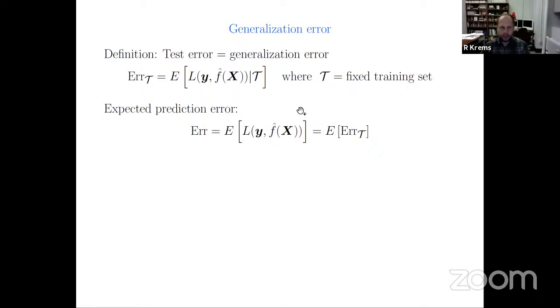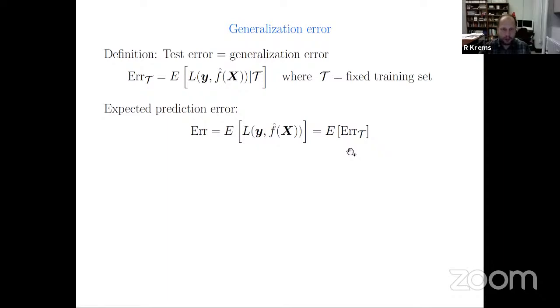What is easier to calculate, and this is what people use to approximate the generalization error, is the expected prediction error. It's basically the expected value of this. In other words, this is this quantity averaged over multiple training sets. Okay, so that's what we mean when we say this.